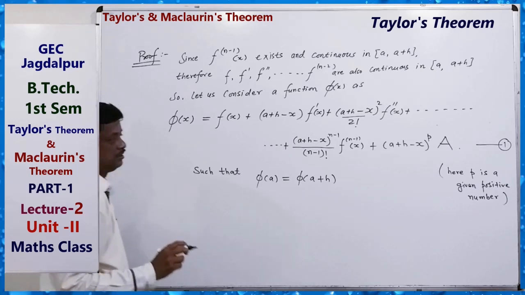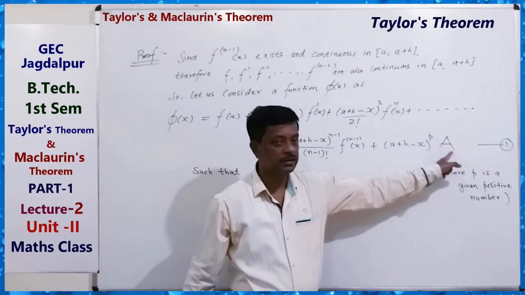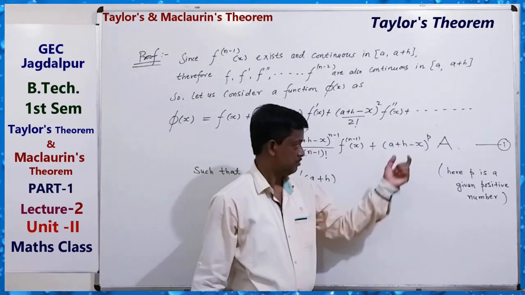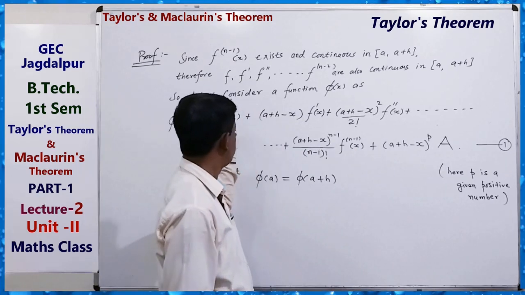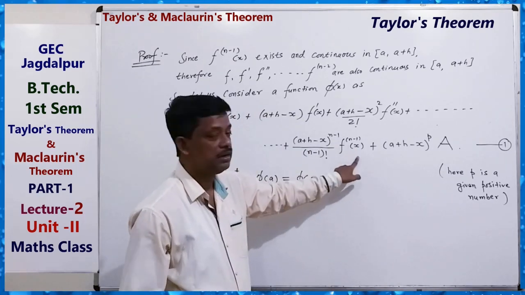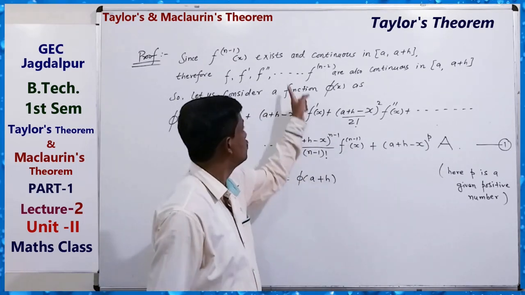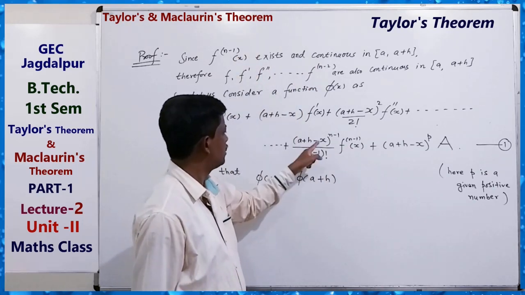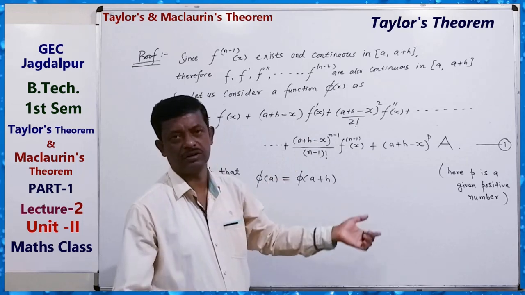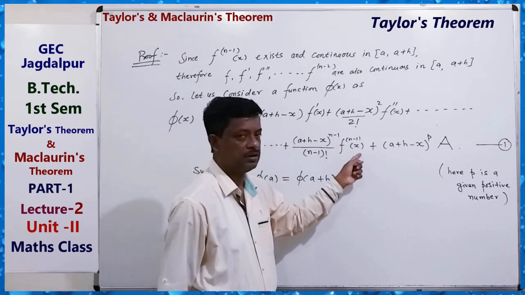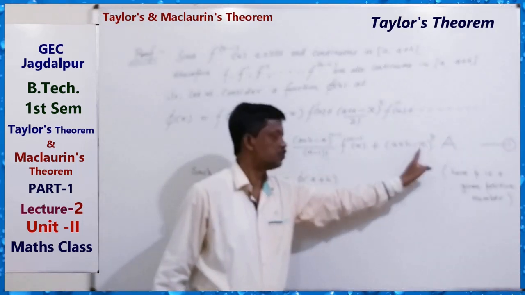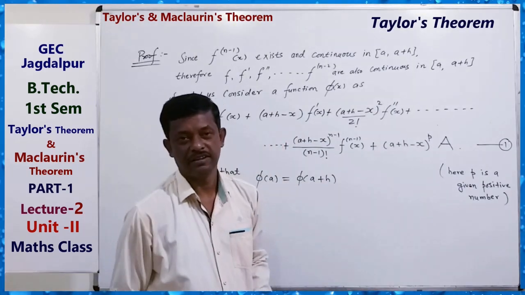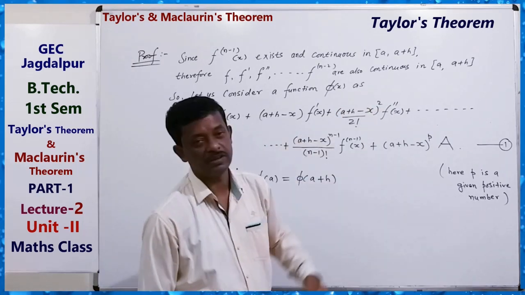Now we see that this is constant, (a plus h minus x) to the power p is this term. From here to here, n terms are related with continuous function, n minus 1 derivative. This is a polynomial type relation, so also continuous. So this combination is continuous. Also this is continuous because this is constant, this is polynomial type. So this is a continuous function, we can say, in the interval a to a plus h.